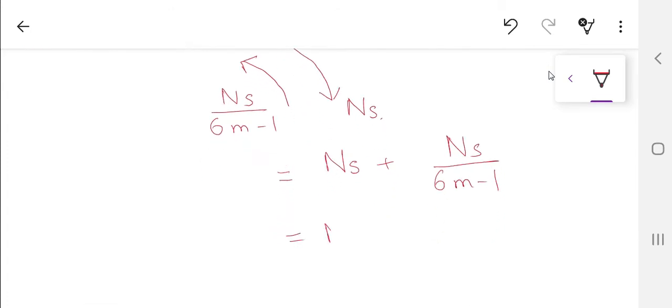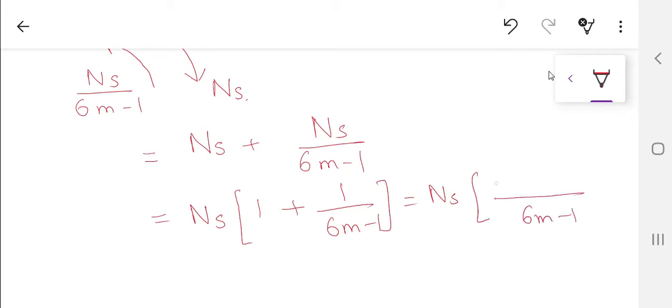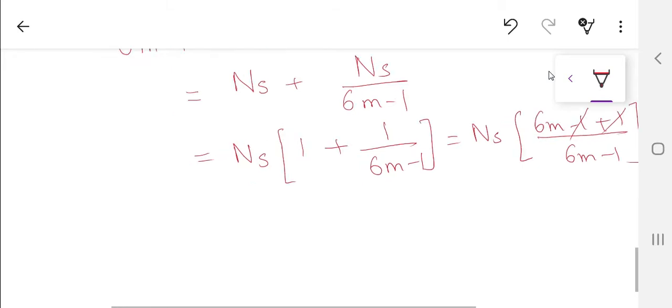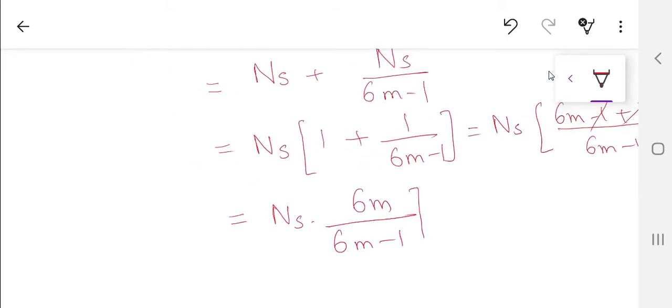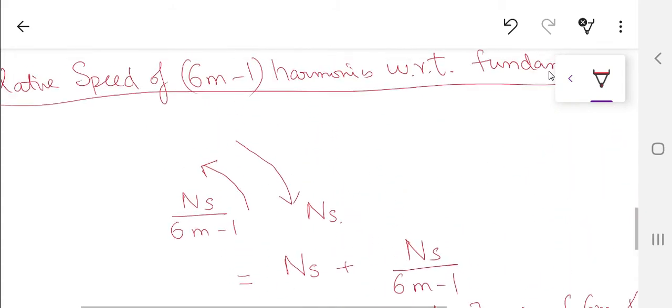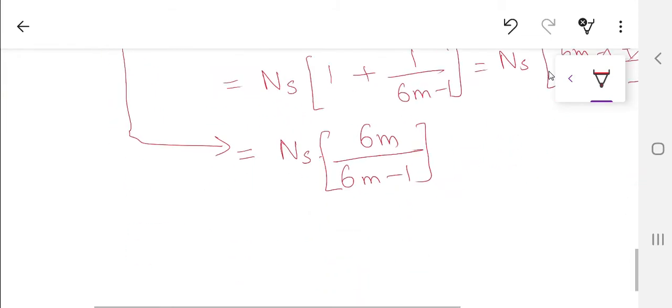So when I have this one, this is ns, and if I open this bracket, this is 1 over 6m minus 1, and I can simplify this one further. I can take this denominator, so this is 6m minus 1 plus 1, and the plus 1 and minus 1 cancel. So the relative speed is equal to ns into 6m over 6m minus 1. This is the relative speed between the 6m minus 1 harmonic and the fundamental.